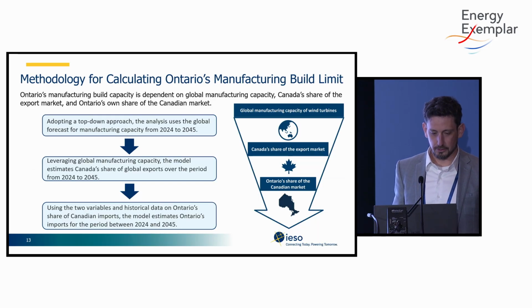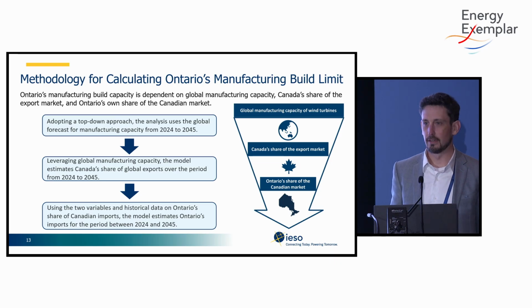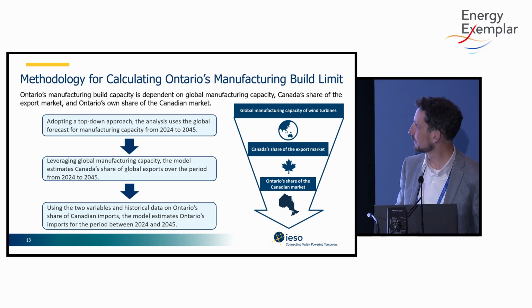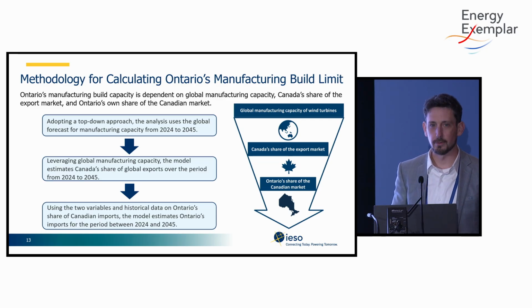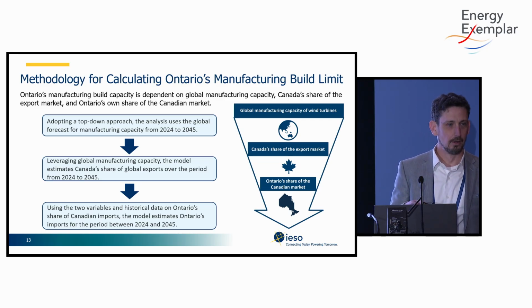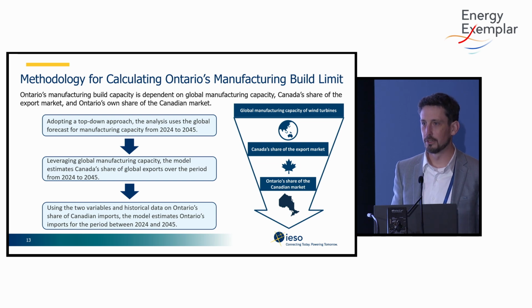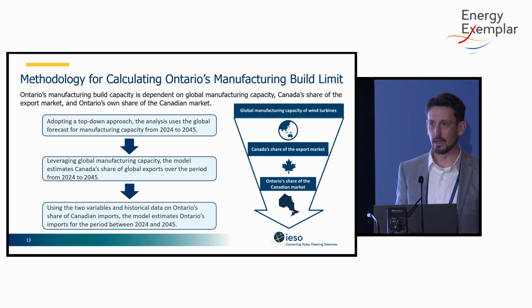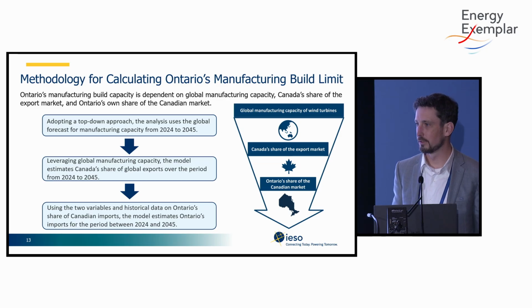So there are trade-offs between how your labor is allocated within the economy. And then finally, there's manufacturing. Again, it's top-down in this model, and so it's really looking at what the global forecast for manufacturing capacity is, what percentage of that is probably going to come to Canada over time, and then within that Canadian import, what percentage is going to be directed towards Ontario. So pretty high level, lots of room for error bars on that.